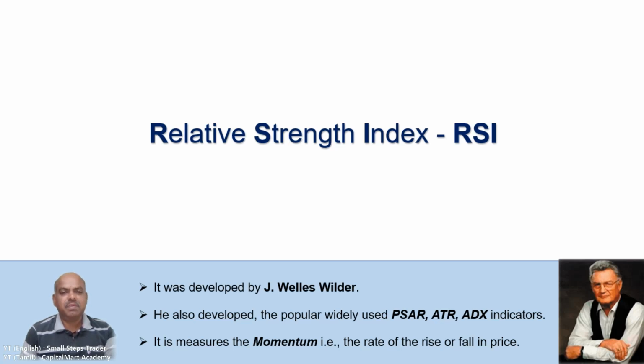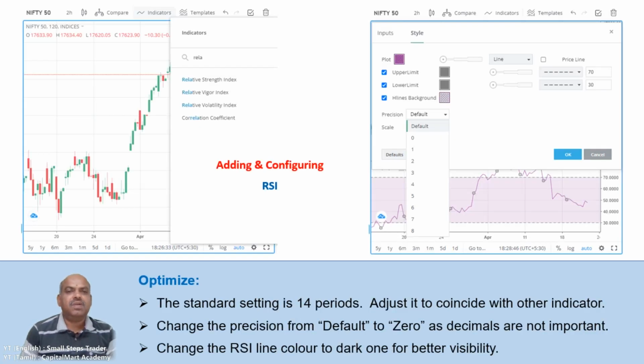This indicator was developed by Welles Wilder, the same person who developed the PSAR, ATR and ADX indicators. The RSI is a momentum indicator, meaning it measures the rate of change, how fast the rate is rising or how fast the rate is falling. So that momentum it measures. Before we see how the indicator will be used, we will see how the indicator will be added in the chart and what customization we have to do.